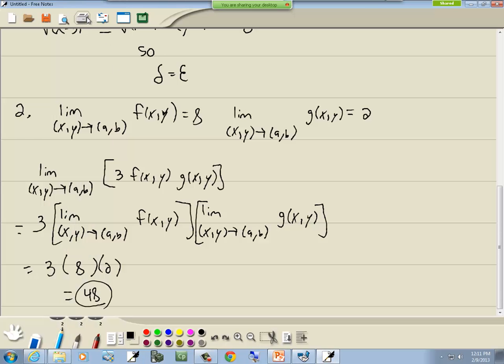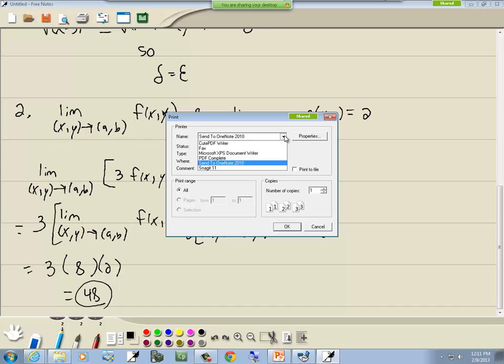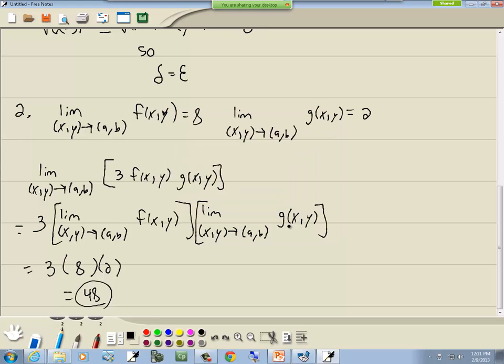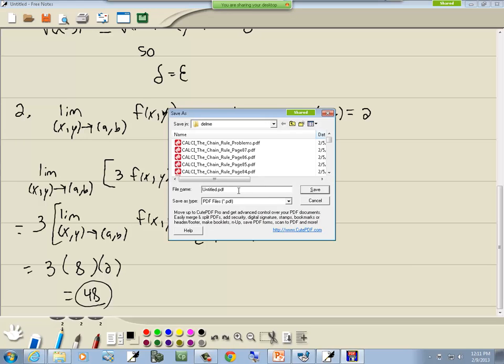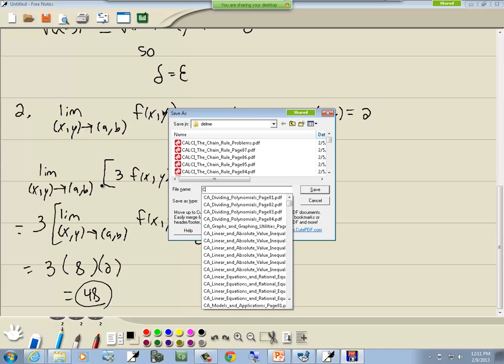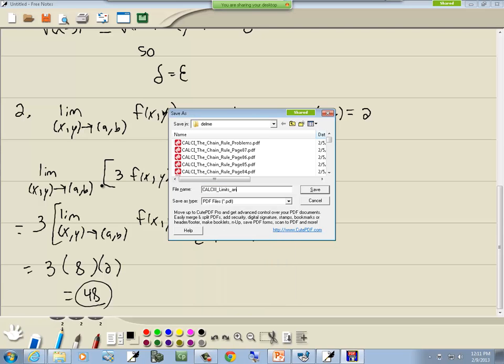Let me save this page. Limits and continuity, page 01.pdf.